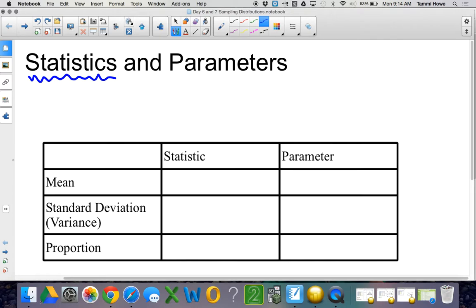So, I mean, here it is pretty simply. A statistic is about a sample, and a parameter is about a population. When I have data that's quantitative, it makes sense for me to find the mean and standard deviation. And when I have something that's categorical, then it makes sense for me to find a proportion or a percentage.